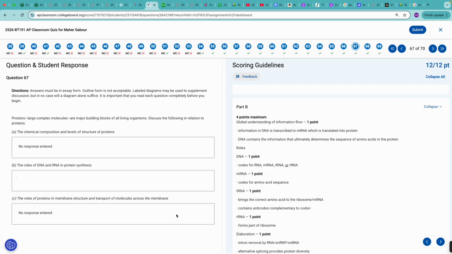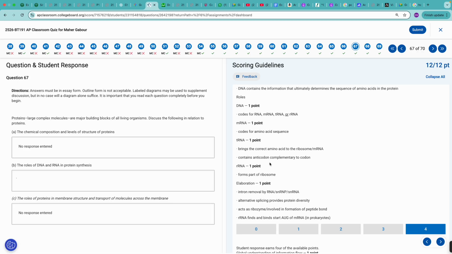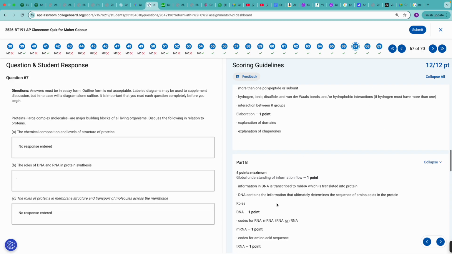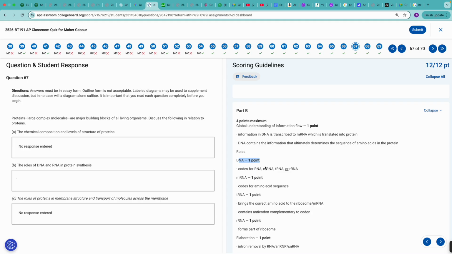Guys, I've done this so many times. I'm genuinely just reading this for you. There's no need for me to go over this. You know all of this. Choose 4 points of it. Choose 4 of them and you're good. Okay, guys?